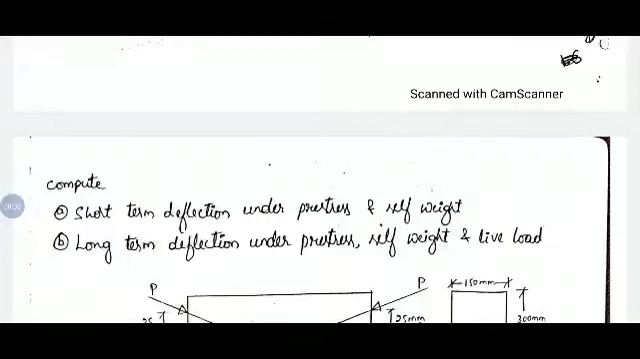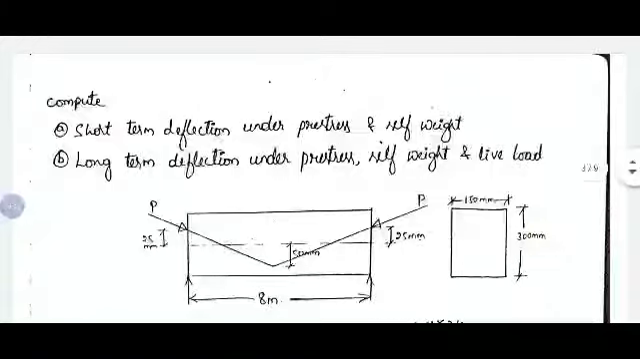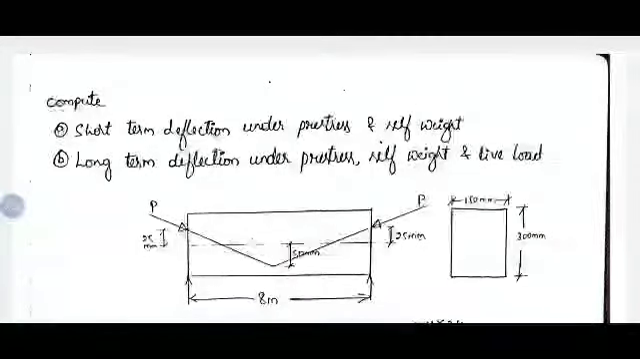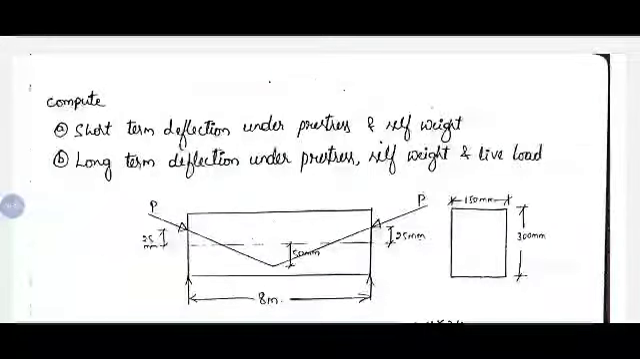Observe the question carefully. Here it is given short-term deflection under pre-stress and self-weight only, and for long-term deflection we need to consider live load. So the cable profile given is the same as in the first problem. It is a triangular profile, but it has an eccentricity of 50 mm at midspan and 25 mm at supports. It has eccentricity at both support as well as midspan, and the cross section is given. The span of the beam is 8 meters.